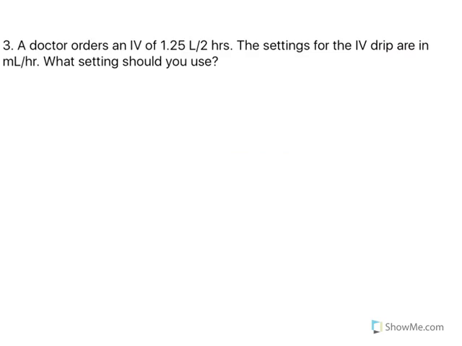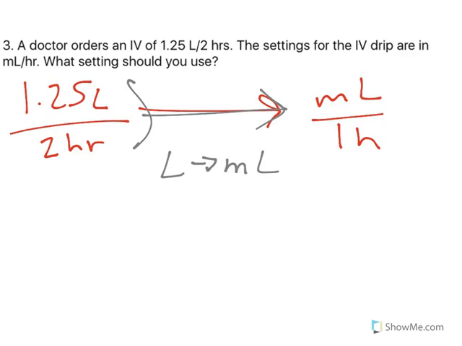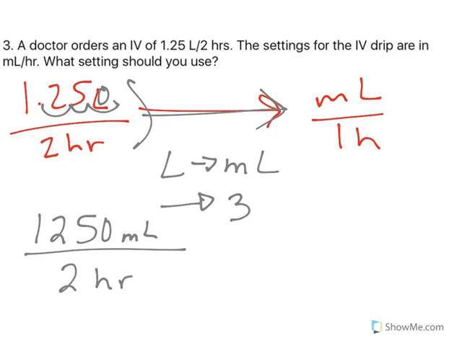And number 3: a doctor orders an IV of 1.25 liters every 2 hours. So 1.25 liters for 2 hours. The settings for the IV drip are in milliliters per 1 hour. What setting should you use? Basically you need to change the one on the left to the one on the right. The first thing to think of is liters to milliliters. If I look at my sheet, liters to milliliters, I'm going to move it right 3 decimal places. So 1, 2, 3, I have an extra 0. That gives me 1,250 milliliters every 2 hours.